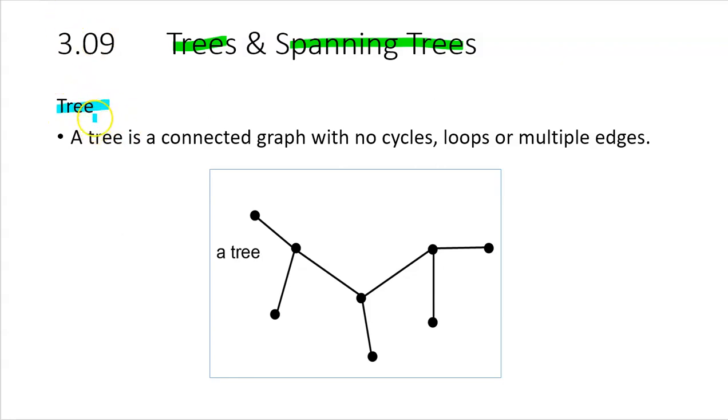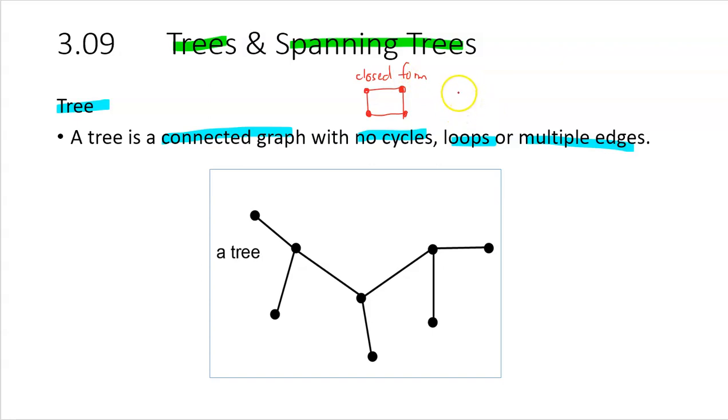A tree is not a tree like what you see outside, but in mathematics, a tree is a connected graph with no cycle, loops, or multiple edges. So what is no cycle? No cycle means no closed form. I show you, this is an example of a closed form. It means I don't want to have any closed form.